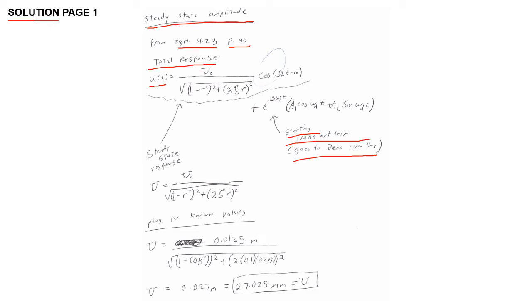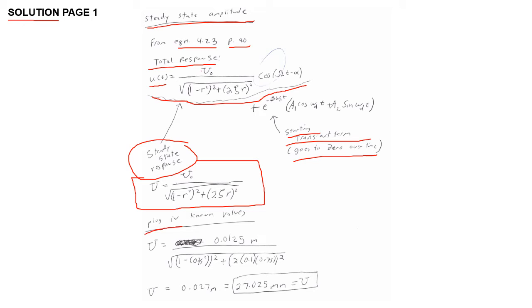So the right-hand side of the equation will go to 0 over time. We also note that the side before the plus sign is our steady state response. So what we can do now is plug in some of our known values and simplify this down. Once we simplify, we end up with u equal to u naught divided by the square root of quantity 1 minus r squared, squared, plus quantity 2 zeta r, squared.